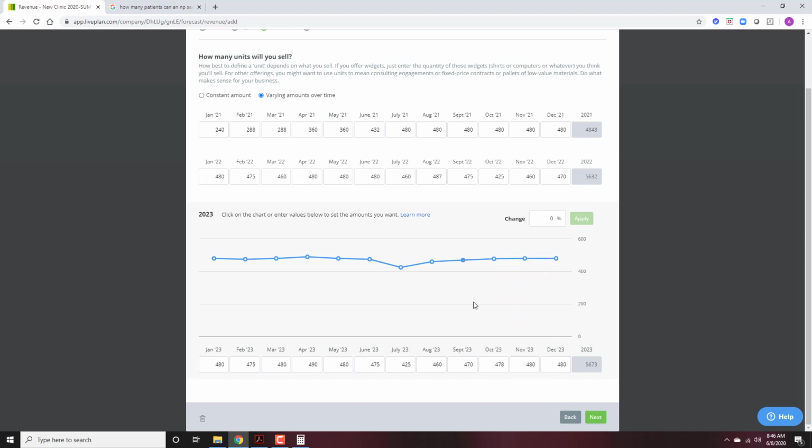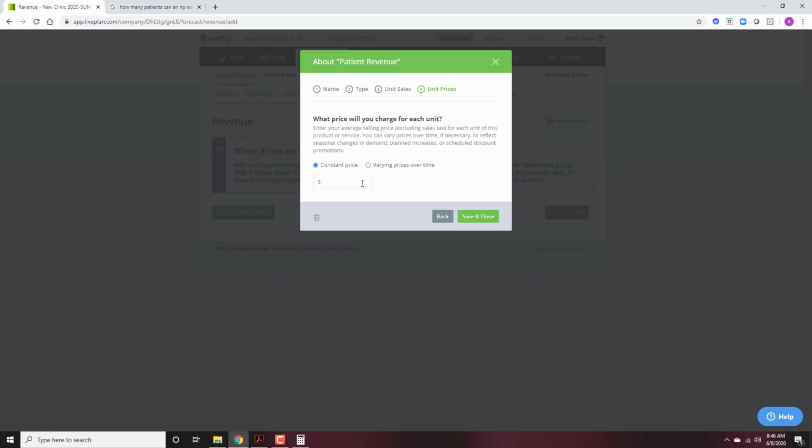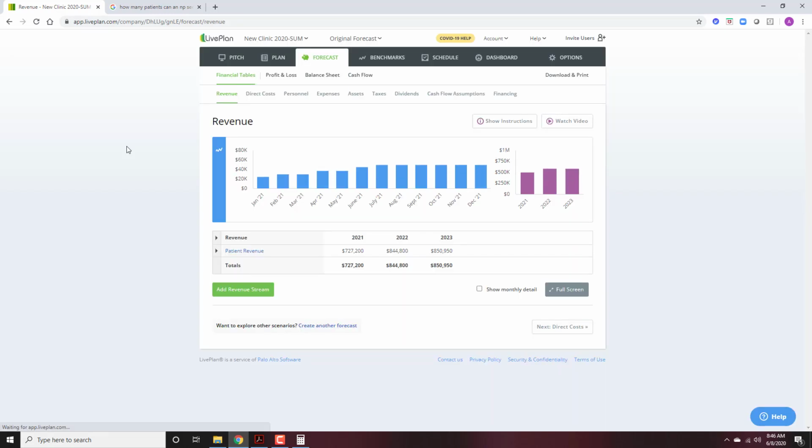All right. And so we're going to have a constant price. We're going to have a constant price of $150 per unit, which is per appointment. We're just going to pretend that everything costs the same. We understand that everything doesn't cost the same, but for budgeting purposes at this point, unless we had contractual rates, we're just going to make a guess. Okay. So that is my revenue stream, right?